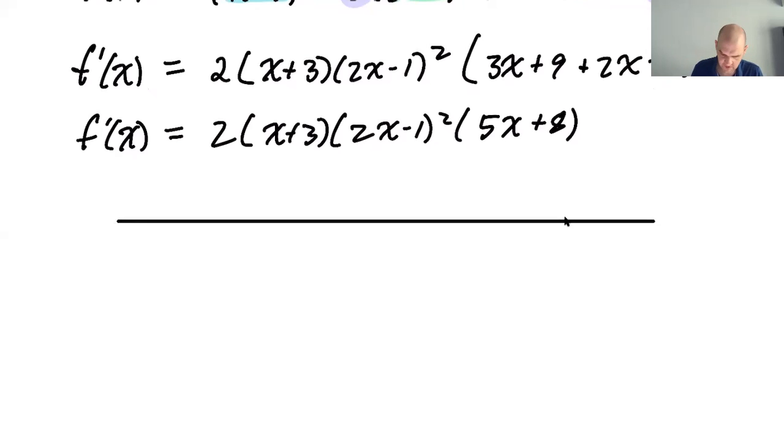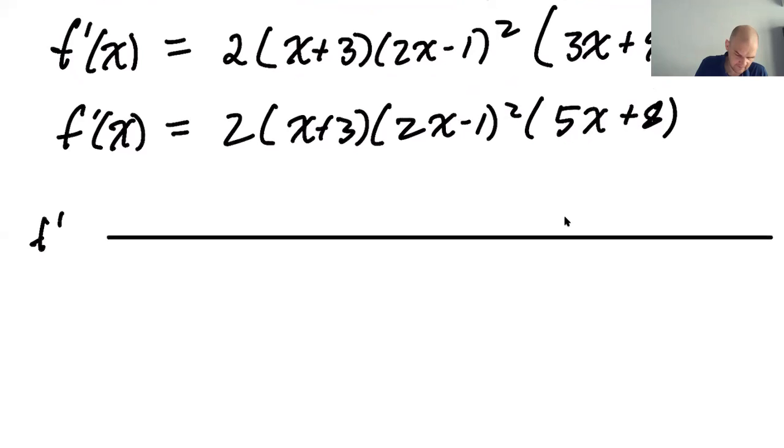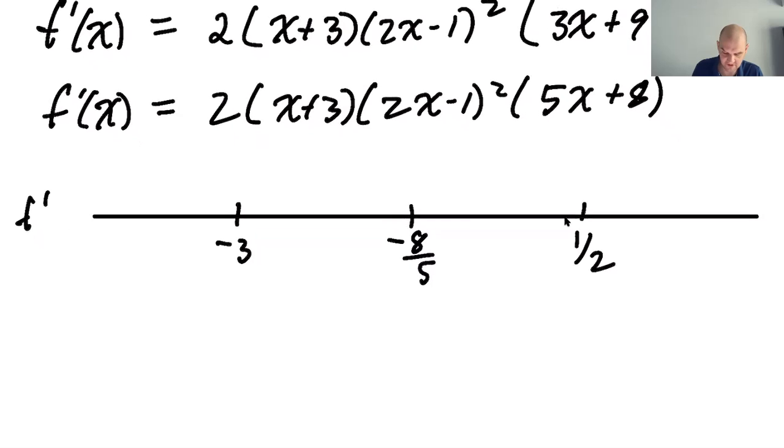So you start with basically a number line, f prime. The zeros and places where f prime is undefined go on the number line. So -8/5, -3, 1/2. They have to go in order though. As if that's like a surprise. I see a lot of people put them not in the right order and then you get the wrong conclusions.